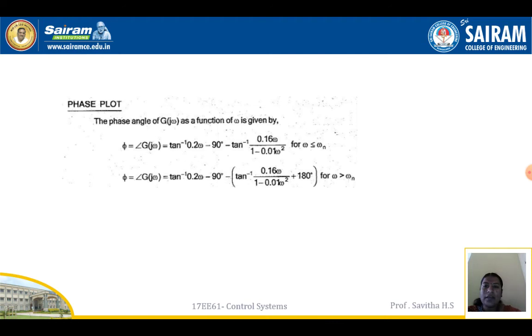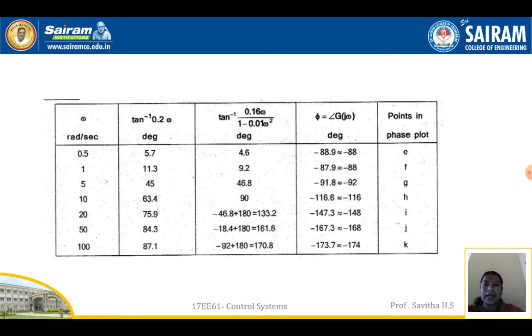The phase angle of G(jω) as a function of ω is given by: phase of G(jω) equals tan inverse of 0.2ω minus 90 degrees minus tan inverse of (0.16ω divided by (1 minus 0.01ω²)) for ω less than or equal to ωn. Then tan inverse of 0.2ω minus 90 minus tan inverse of (0.16ω divided by (1 minus 0.01ω²)) plus 180 degrees for ω greater than ωn.